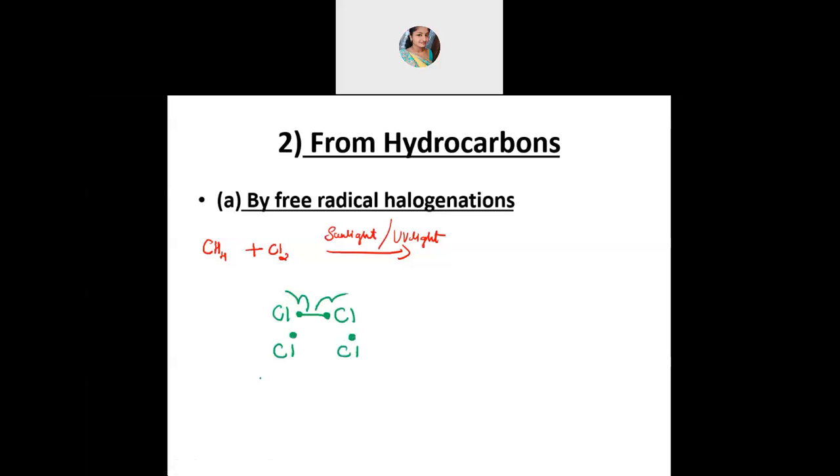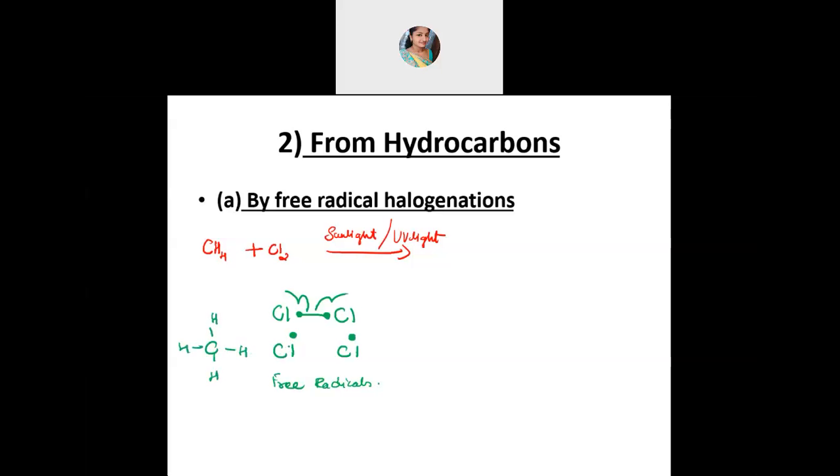These are called free radicals. Free radicals are highly reactive, very, very reactive compounds, and very dangerous also, because they continue the reaction as a chain. Like a chain reaction, it continues till they are satisfied. So here this radical will come and attack this methane. Then methane will undergo breaking.